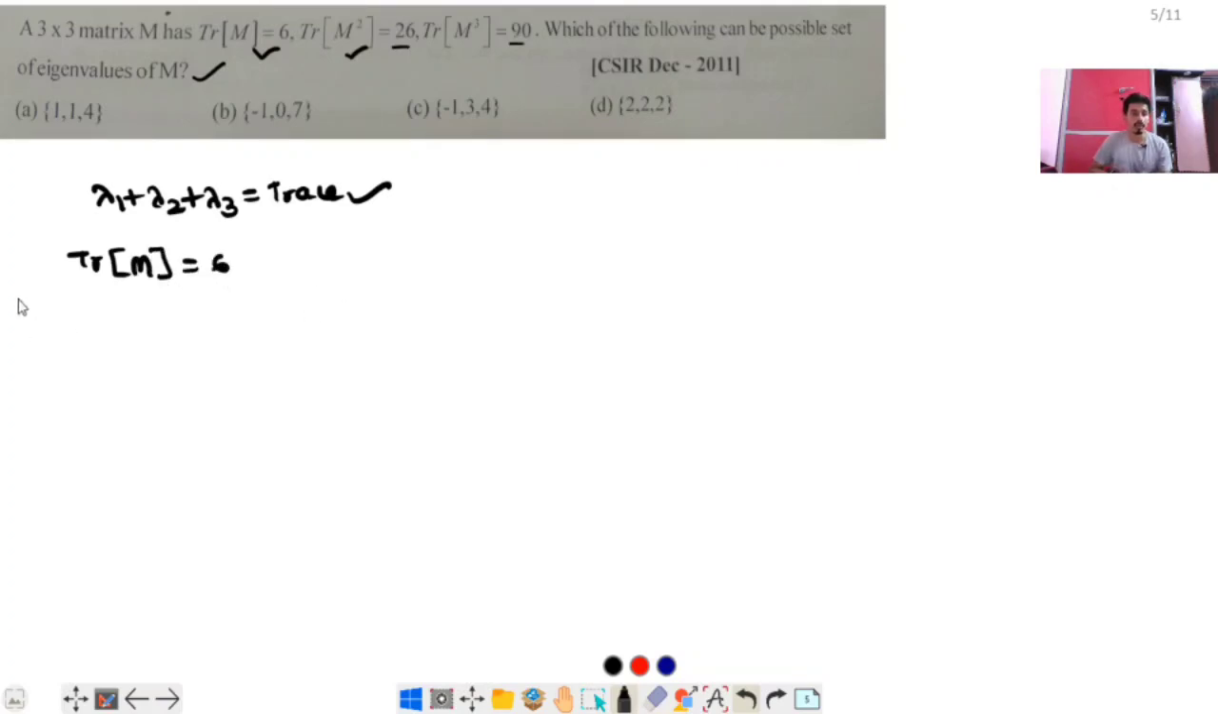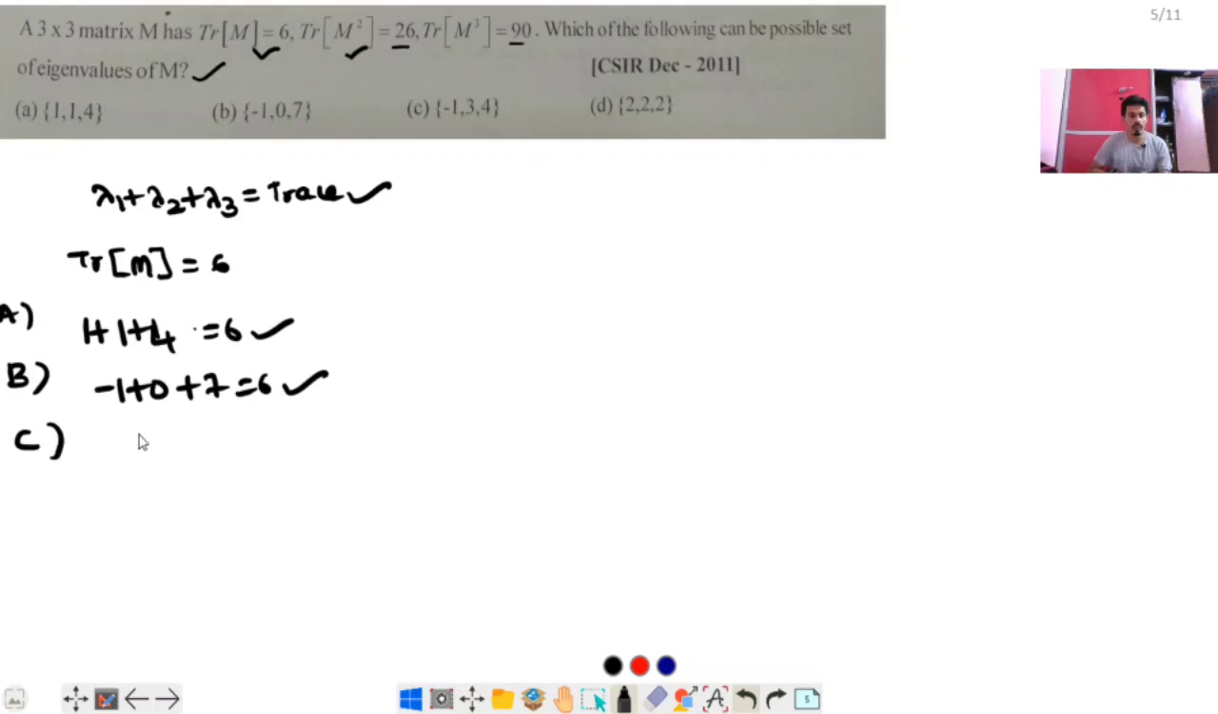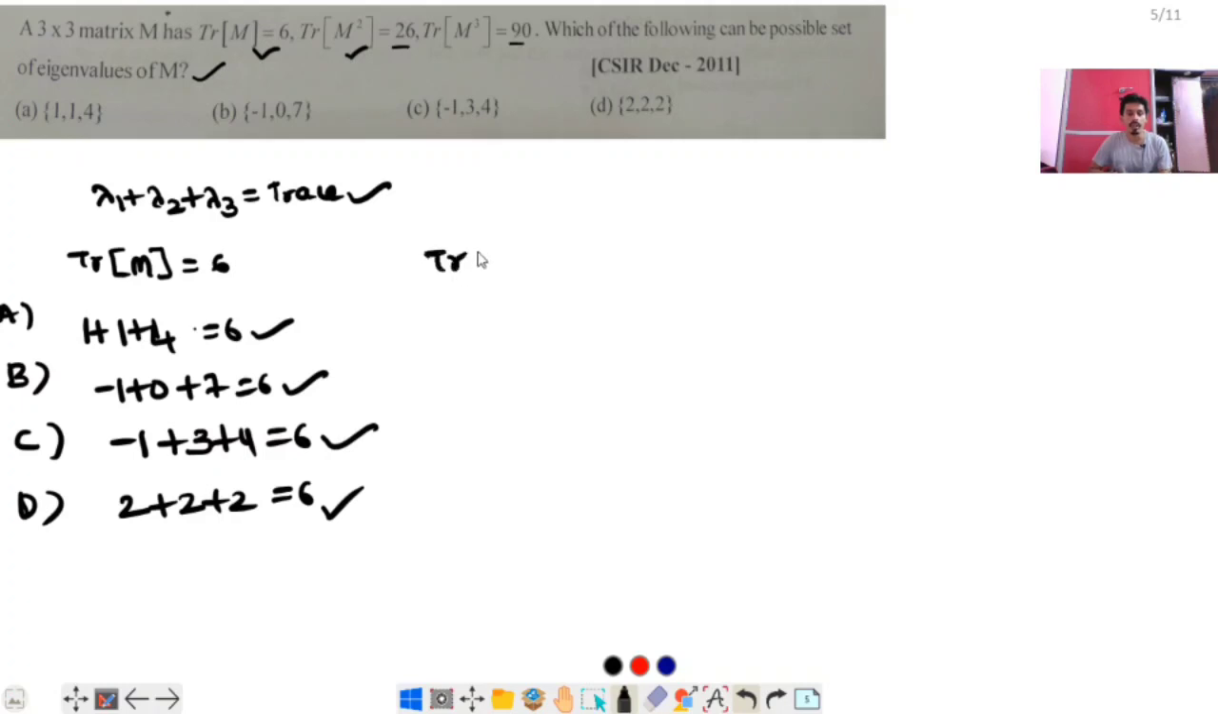First option A: eigenvalues 1 plus 1 plus 4, which is 6. This is right. Option B: minus 1, 0, 7, which is also 6, right. Option C: minus 1 plus 3 plus 4, which is 6, also right. Option D: 2 plus 2 plus 2, which is also 6.